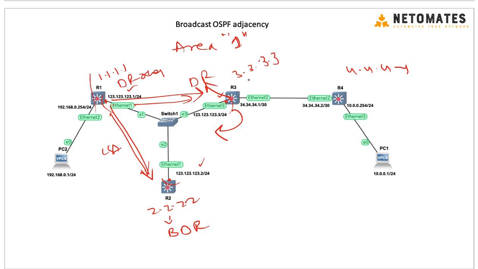The DR and BDR selection happens within this broadcast segment only. This link is a different link, so if you configure OSPF here, this is a different network, and there is no involvement of DR, BDR and DR other compared to this one. In this topology we have only one link, where two routers are directly connected with each other. This type of link we call point to point. There is no way we can have another router here, because the two physical links end at the routers. There is no switch or any other router involved.